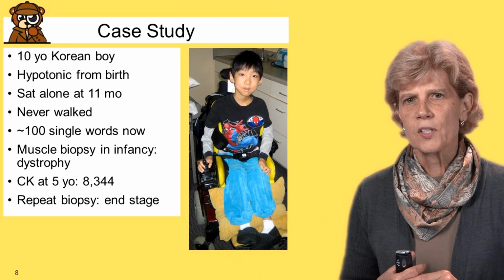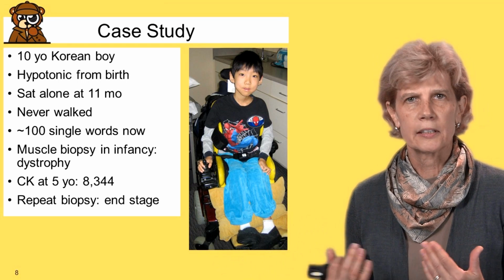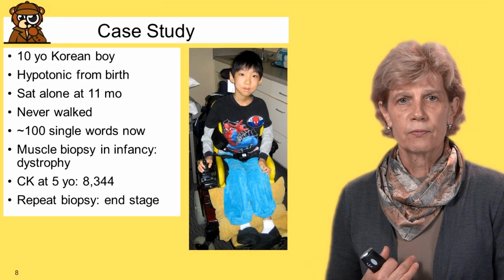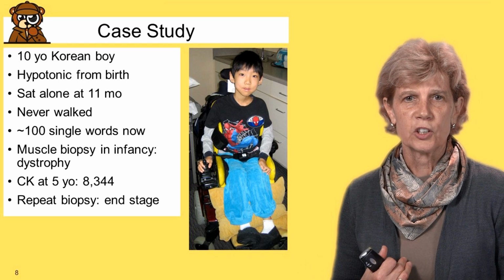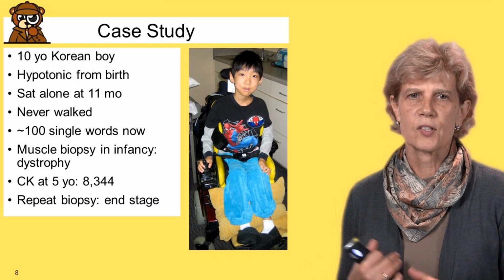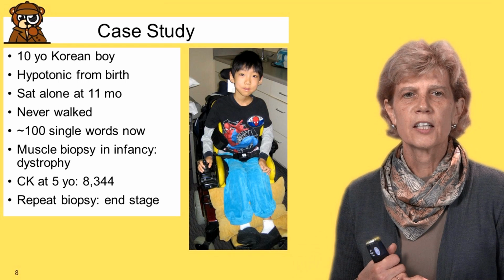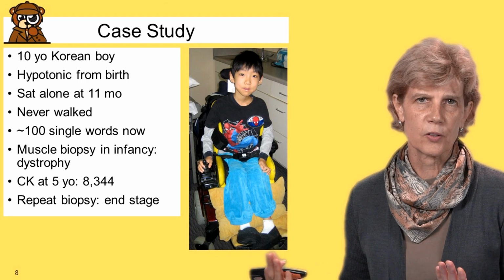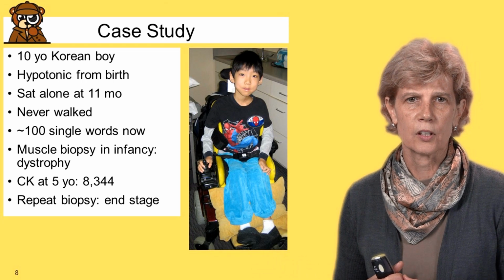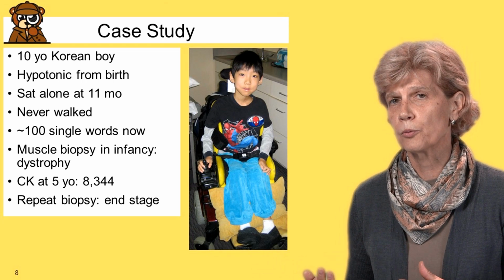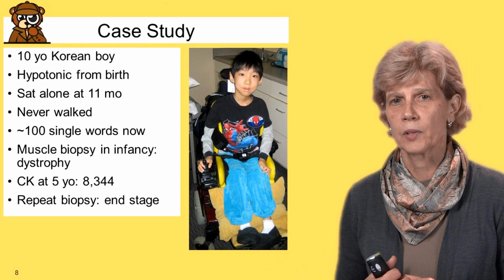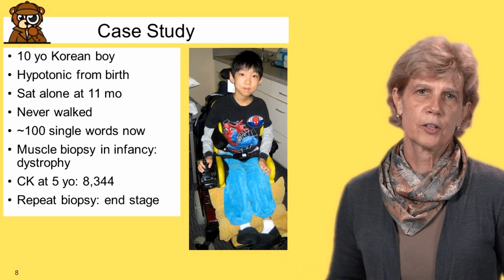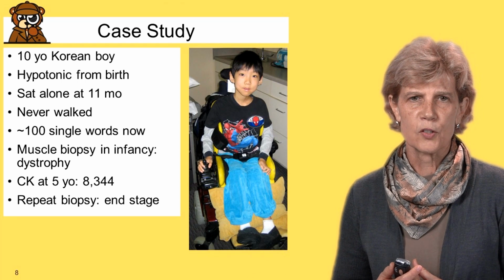He had a muscle biopsy that was done in infancy that we didn't have and was reported to show a muscular dystrophy. At 5 years of age, he had a CK that was 8,000, again, quite elevated. And he had a repeat biopsy done when he was 5 that just showed end-stage muscle. There was no muscle there. There was no testing to be done. And we also weren't able to get more muscle from him. So we were left in a quandary for how do we go about diagnosing this patient.